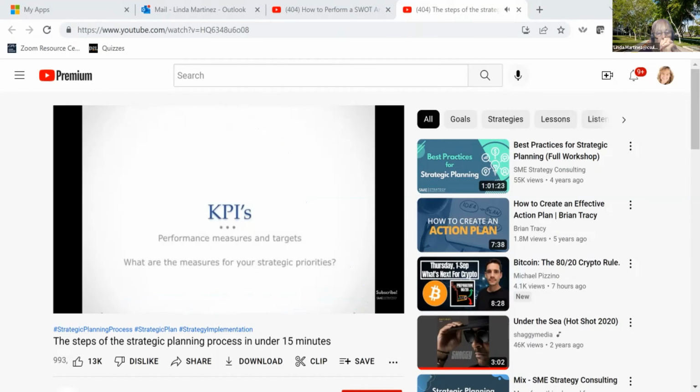So KPIs, performance measures and targets. How are you going to measure your strategic priorities? How are you going to know if you are successful? And this is really important. You have to have a scoreboard for your people. They need to know how they are going to be successful in your plan. If you don't have that, then they're just going to be working aimlessly, and it will really hurt you when it comes to buy-in.